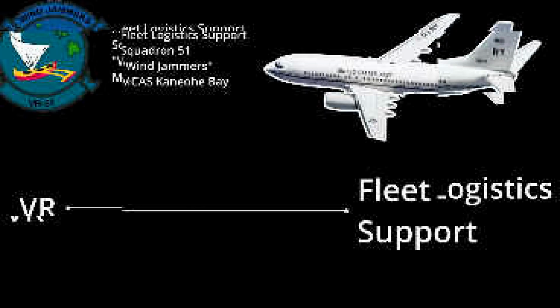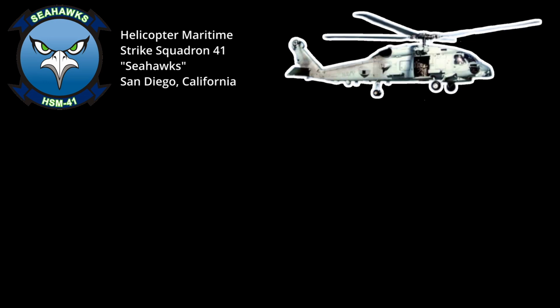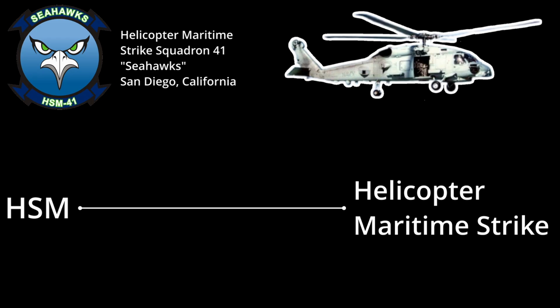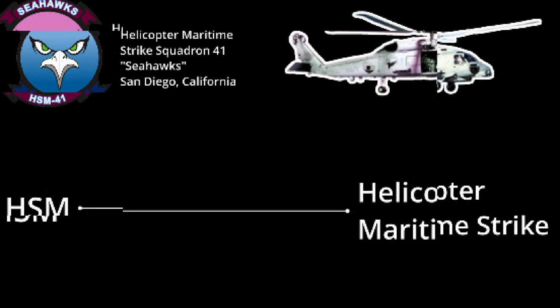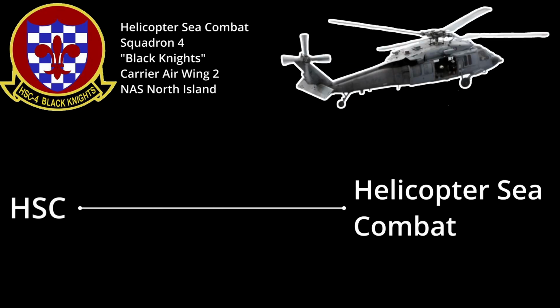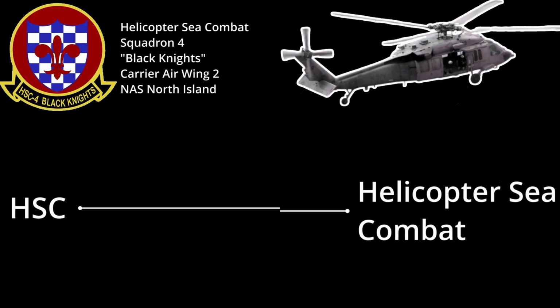Moving on to a couple rotary wing squadron types, we'll start with the Seahawks based out of San Diego. They fly MH-60s to provide helicopter maritime strike support with the designator HSM. Lastly, the Black Knights are a helicopter sea combat squadron that fly MH-60s. Their designator is HSC, Helicopter Sea Combat.